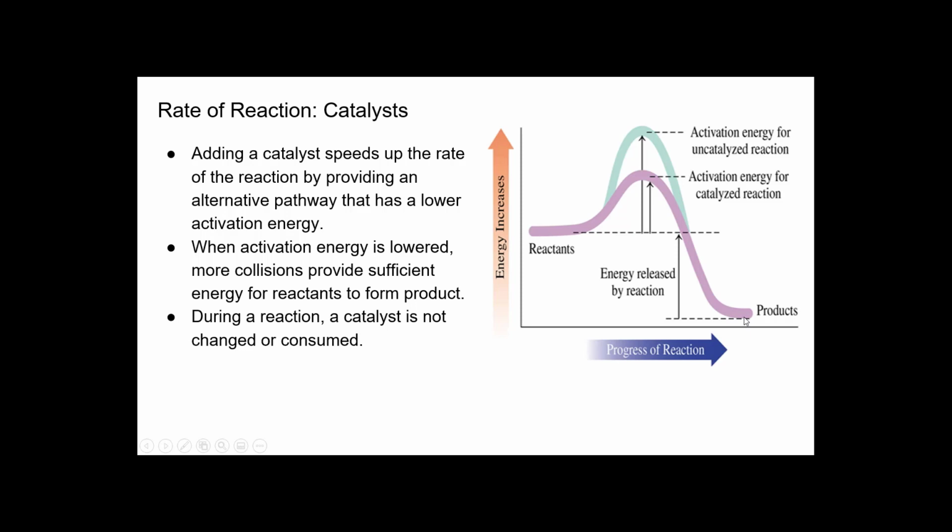The higher peak indicates the activation energy for the uncatalyzed reaction. So this is a very big hill. Think about if you have to run over a hill like this. The lower peak indicates the activation energy for the catalyzed reaction. So again, reading the definition, it creates an alternate pathway that has a lower activation energy.